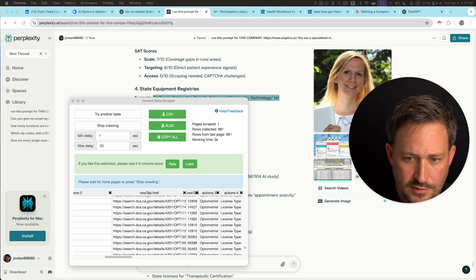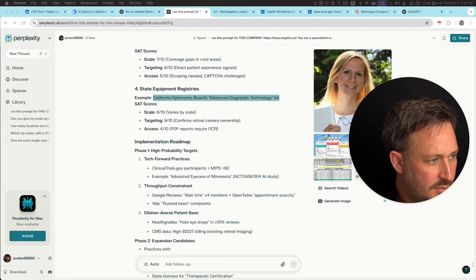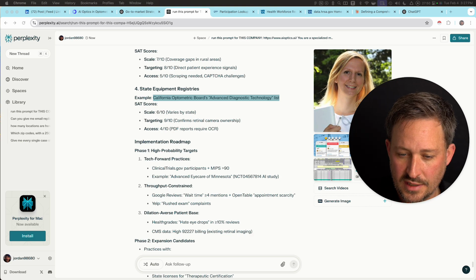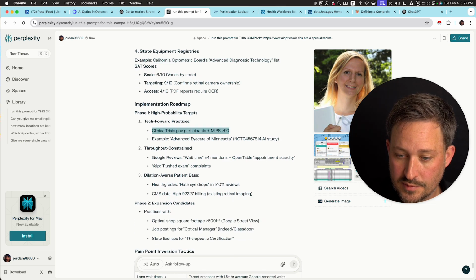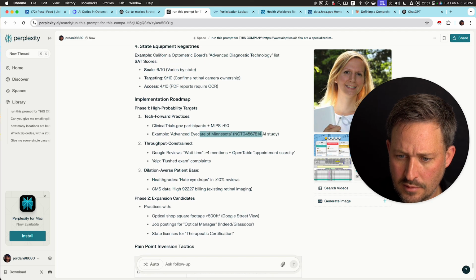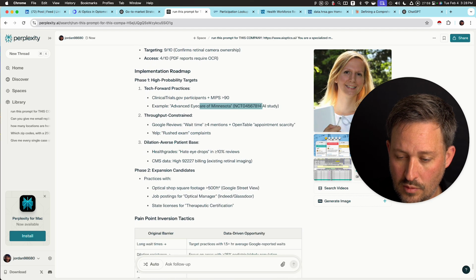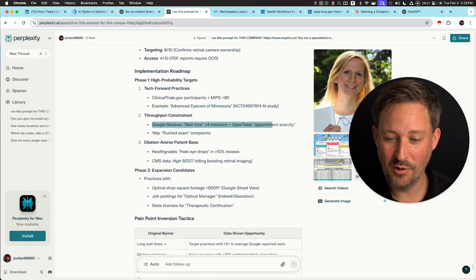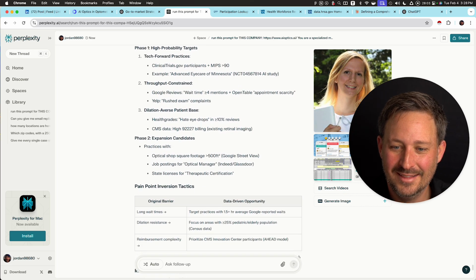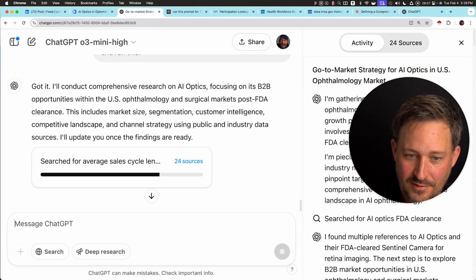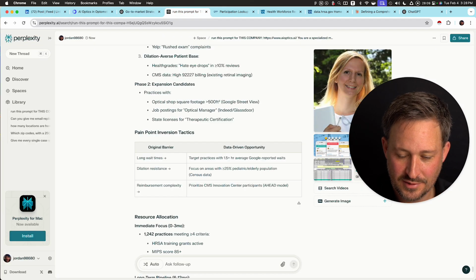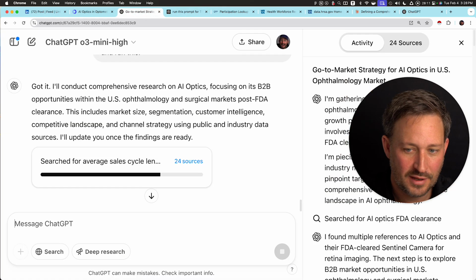I'll move this over. Let's make sure it's still scrolling. Yeah, it's still scrolling. It's just going to keep going, and we'll have a whole CSV. That's amazing. Tech forward. Oh, clinical trials participants. Oh, OpenTable appointments. Oh gosh, I think ChatGPT is going to do a much better job. Great, ChatGPT is actually doing something now, which is fantastic. I should have looked for that earlier.